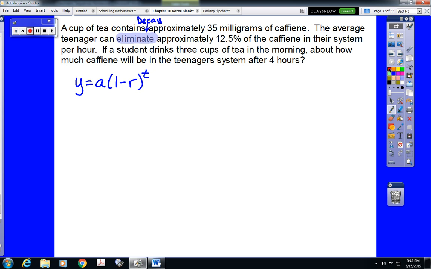Now, one of those values is extremely tricky. That is the a value. We need to be very careful here. This is kind of written like an SAT, ACT question. That is that there are actually 2 numbers that determine our a value, because 1 cup of tea contains 35 milligrams of caffeine, but the student we're referring to in this problem did not drink 1 cup, he drank 3 cups. So a would be 3 times 35, or 105 technically milligrams of caffeine.